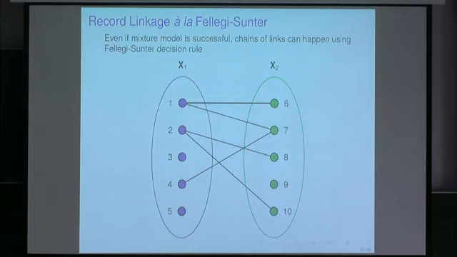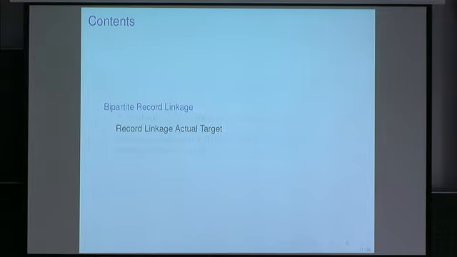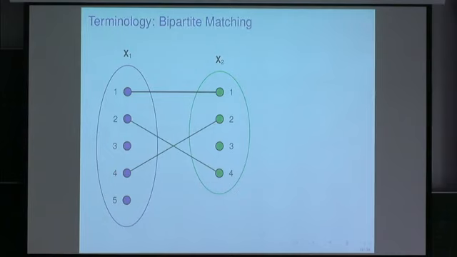Right. So, but even if the mixture model is successful at identifying the two clusters, and if you use just the Fellegi-Sunter decision rule, you may end up having this kind of chains of decisions that you have to resolve in some way, right? So that's an issue. So what went wrong in the whole thing? The whole problem is that we are treating the matching statuses as independent of one another, right? And they are not. So what is the actual target for record linkage?